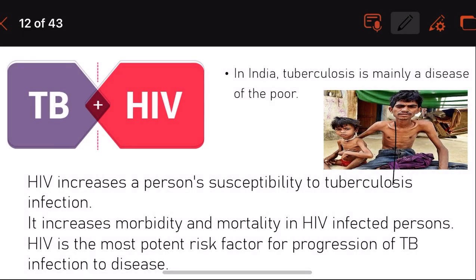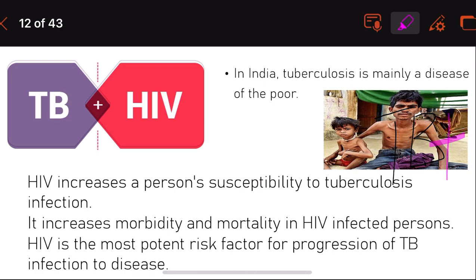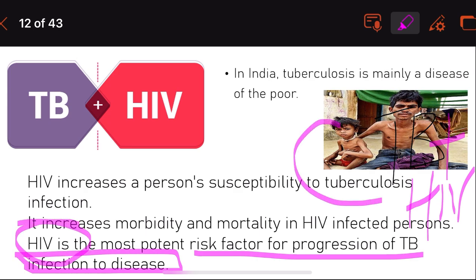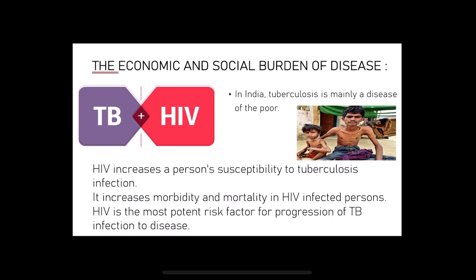Once the patient is affected with TB, additionally if he is suffering with HIV, what happens is it will increase the progression of TB infection to the disease. So what's happening? HIV is a risk factor for progression of TB. HIV indirectly is increasing the TB. Is it clear? The slide is clear?